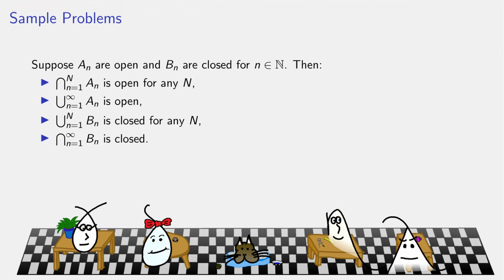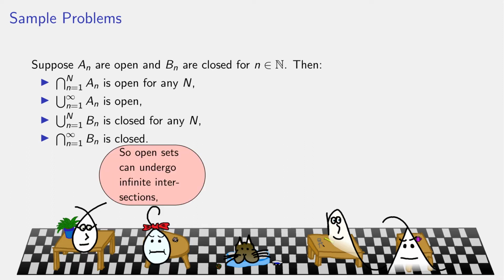Now, did you work through these problems? I sure hope so. The observation to make here is that unions of any number of open sets, finite or infinite, are still open, but not necessarily infinite intersections of open sets. That wasn't actually assigned here, but infinite intersections of closed sets will still be closed, but not necessarily infinite unions.